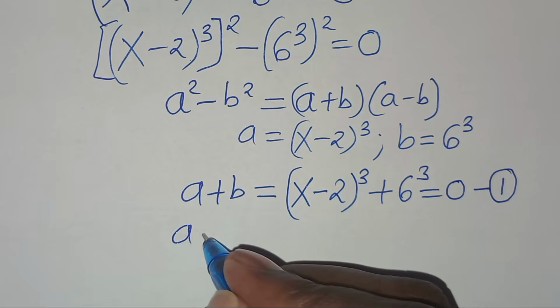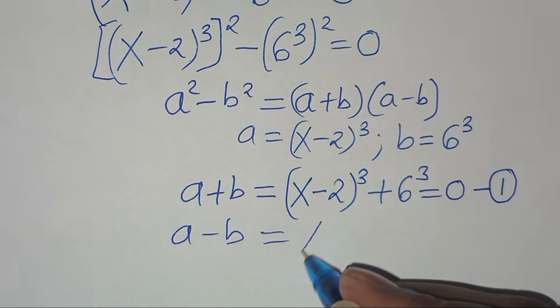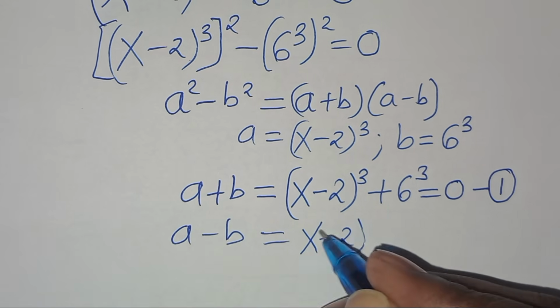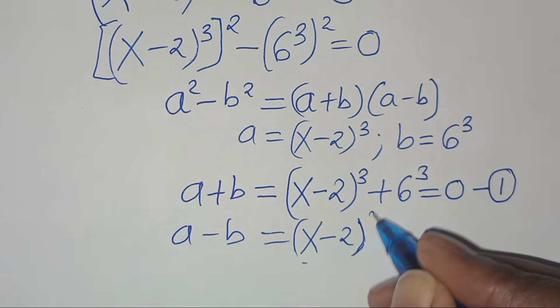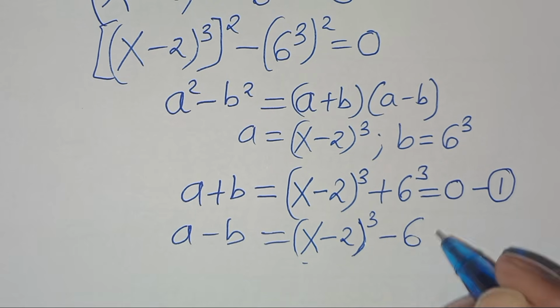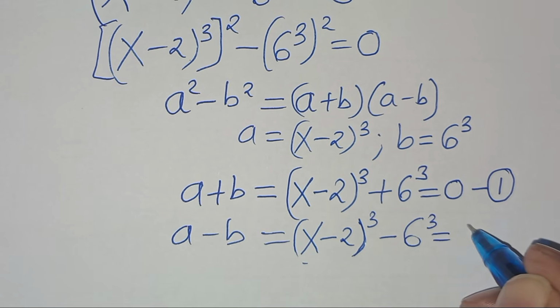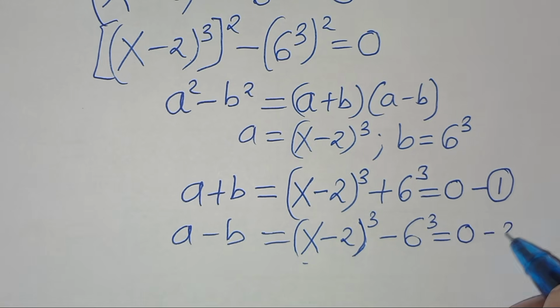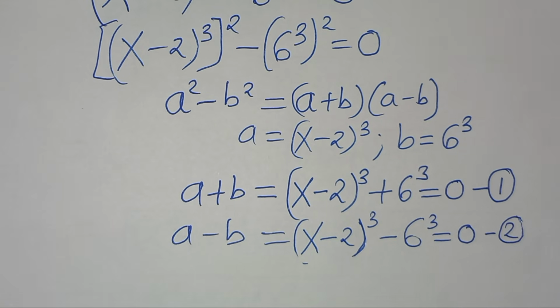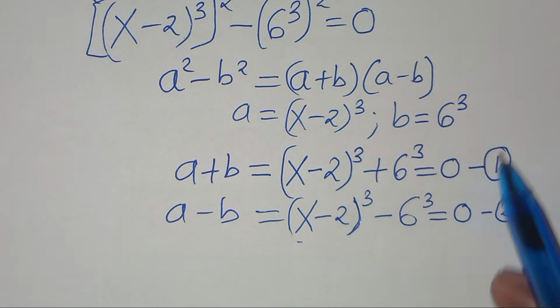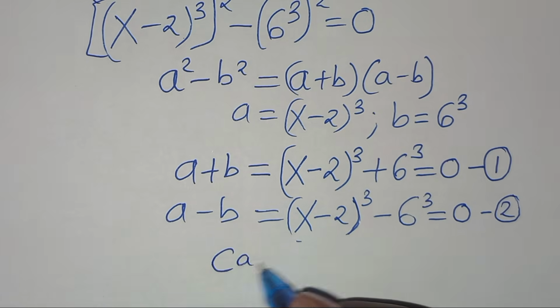We have a minus b. This is the same thing as (x - 2)^3 - 6^3 = 0. Let's call this equation 2. Now, let's solve equation 1. We can call this one case 1.